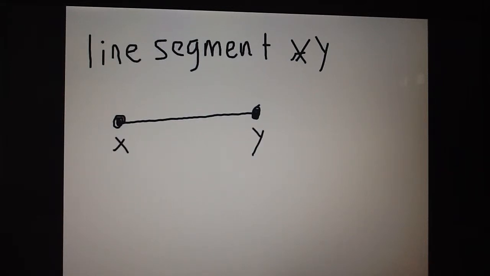Good. What about naming it? Is there a name? You would just put a line without anything. Good. Just a little line. That's the symbol for a line segment. Good. Moving on.